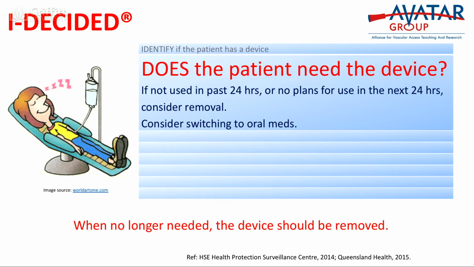Well, if they have a device, do they actually need it? Does the patient need the device? If it hasn't been used in the past 24 hours or has no plans for use in the next 24 hours, consider removal. Perhaps the patient could switch to oral medications. Now, obviously, if the patient is unstable or on telemetry or has a genuine need for the intravenous catheter, you wouldn't be removing it. But if not, think about it. If it's no longer needed, the device should be removed.